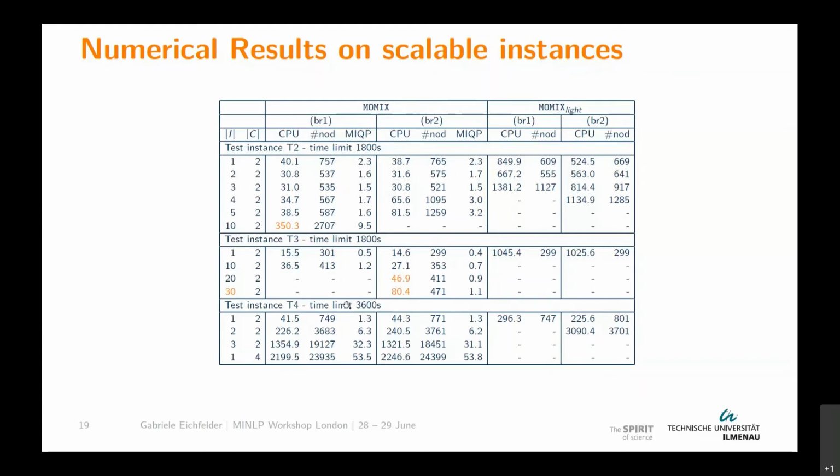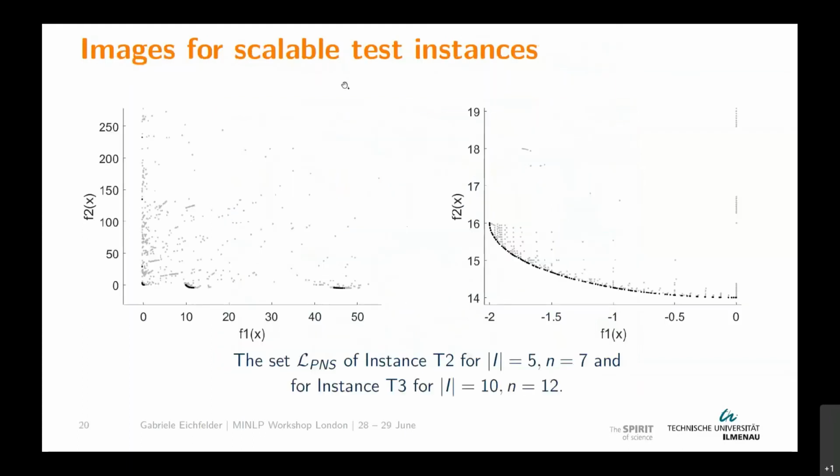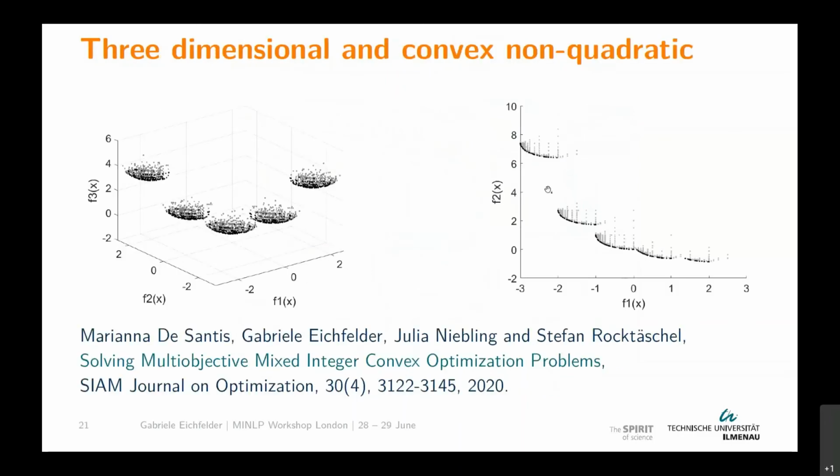Here you can only see results for the quadratic setting, but we also did some calculations for non-quadratic objective functions. And I'm just presenting to you some additional figures here. For instance, this on the right-hand side has a non-quadratic objective function. And here on the left-hand side, you can see that our algorithm also works for more than 2 objective functions. And all details can be found in our paper in SIAM Journal on Optimization.